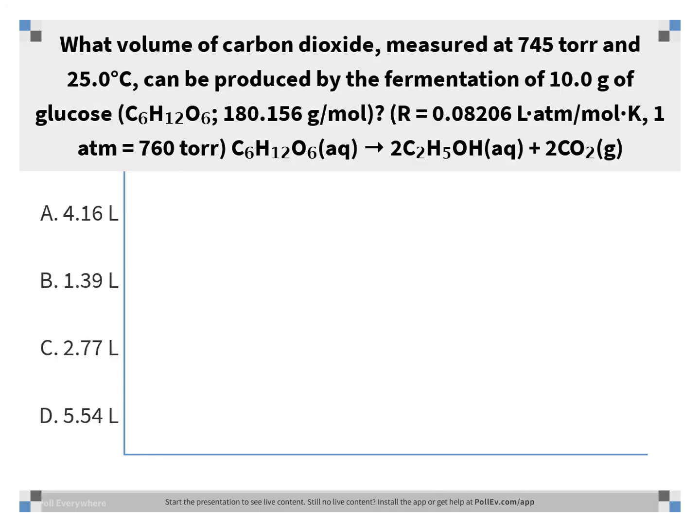The correct answer is C, 2.77 liters. You change grams of glucose into moles of glucose using the molar mass given in the problem, and then moles of glucose into moles of CO2. Once you have the moles of CO2, you can plug that value in as n in a rearranged form of the ideal gas law. The pressure needs to be in atmospheres in order to match up with the given units of R. So you'll take your 745 and divide by 760. Temperature has to be in Kelvin, so you'll add your 25 plus 273.15. When you plug in the values with the correct units, you can solve for volume of carbon dioxide.